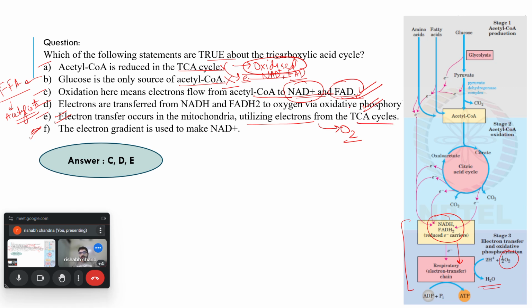Then the electron gradient is used to make NAD plus. No, this is false, because the electron gradient is finally maintained to form the ATP molecule and the metabolic water, not to form NAD plus. So the correct statements are C, D, and E.